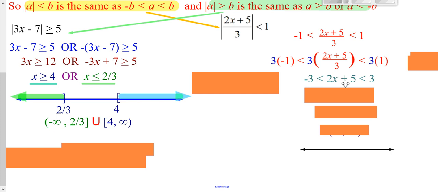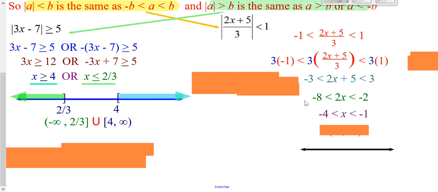Now we'll go ahead and get rid of the 5, so subtract 5 from everything. Then we'll divide by the 2. And then we can go ahead and graph that on a number line. We're looking at everything in between -4 and 1. -4, 1, everything in between. There's no equal to, so then we know we have curves. And then we could write our interval notation.